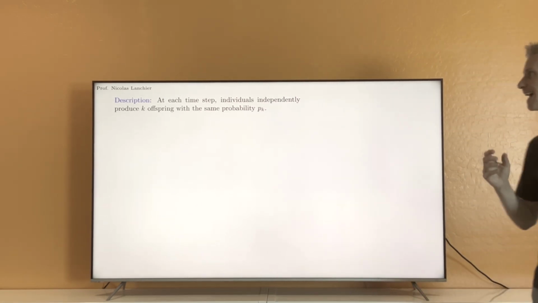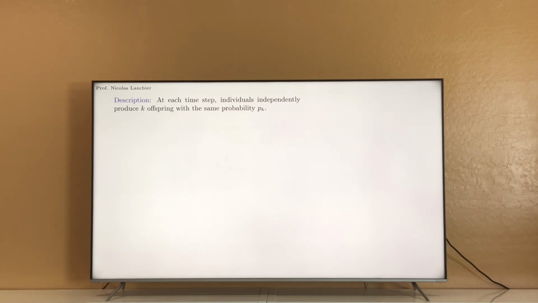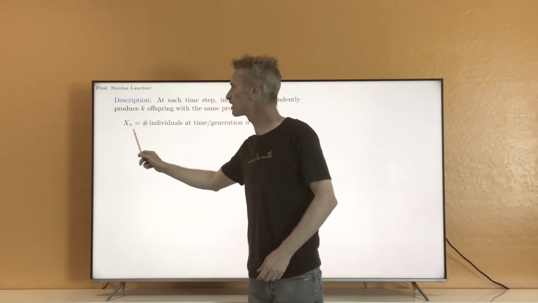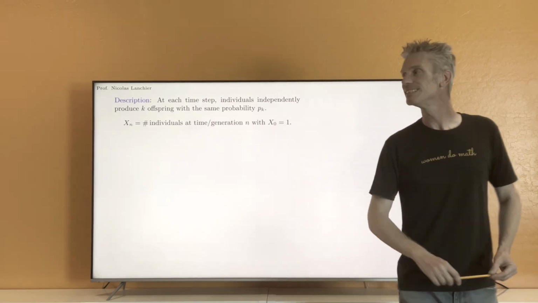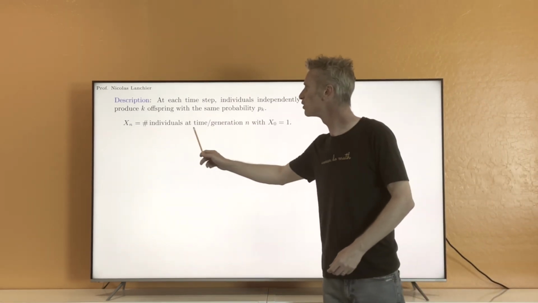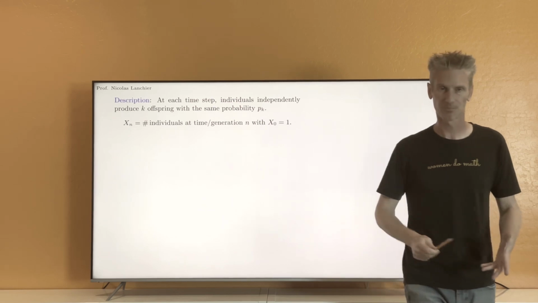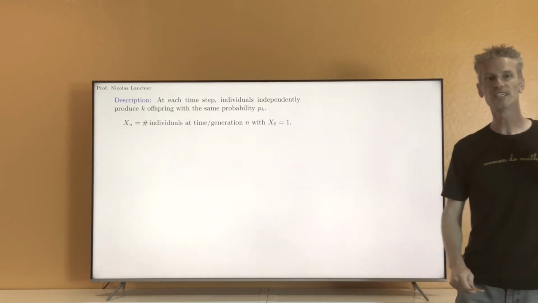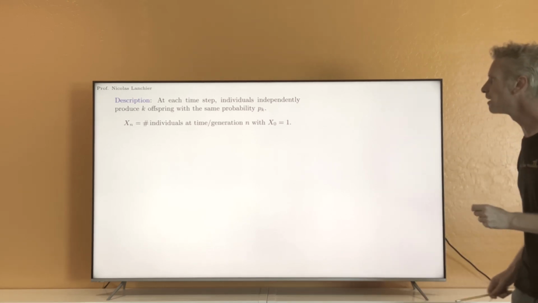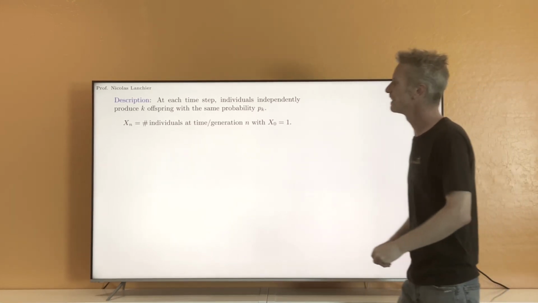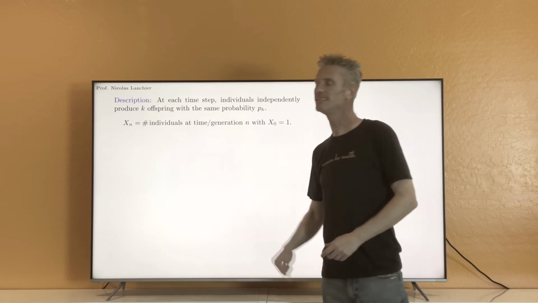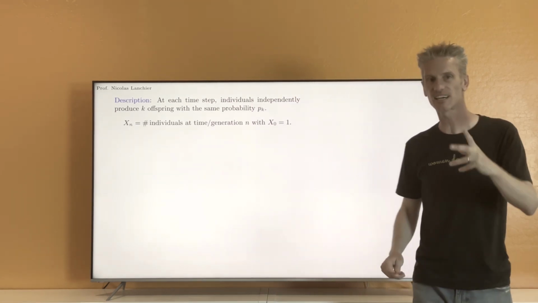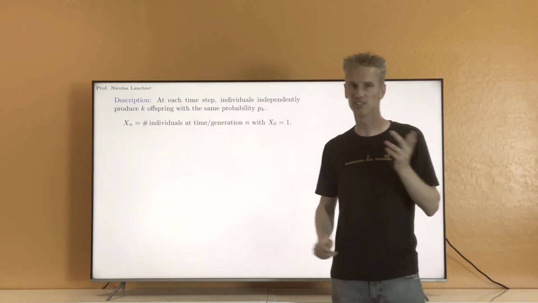Then the Galton-Watson branching process itself is going to be this discrete time stochastic process Xn that keeps track of the number of individuals at time or generation n. We are going to assume, to fix the ideas, that X0 is equal to 1. Now, before we go to the next step, I want to comment a little bit on the distinction between those notions of time and generation.